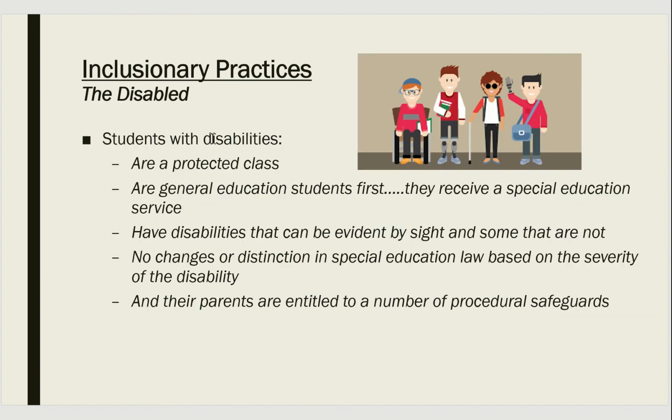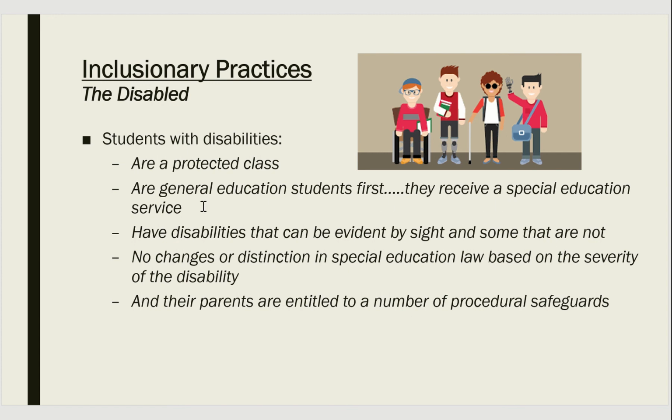A couple other things that you should know: students with disabilities are a protected class. And so as soon as we, in public education, label a child or find them eligible as a child with a disability, it throws them into a protected class. And when you're put into a protected class, that means that you're entitled to numerous procedural safeguards, and there's an expectation that we provide kids the free appropriate public education and all the supports and services necessary for them to achieve. So, as I said before, general education students first, SPED students they receive a special education service.